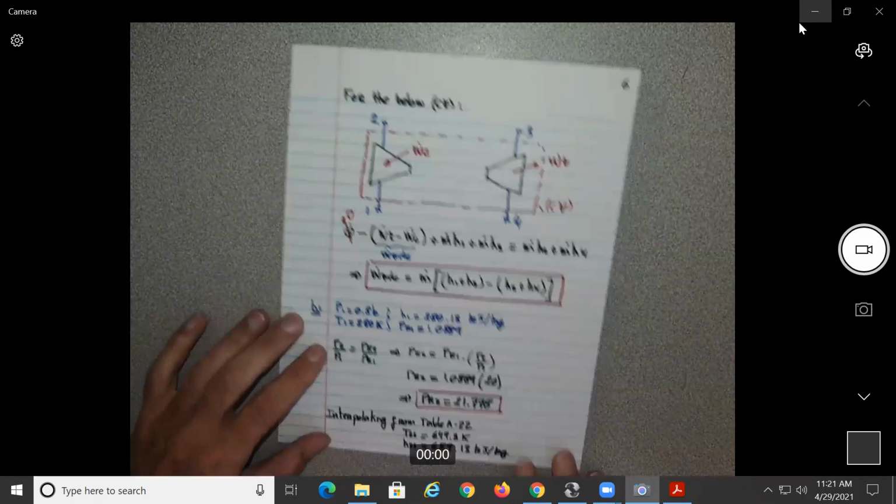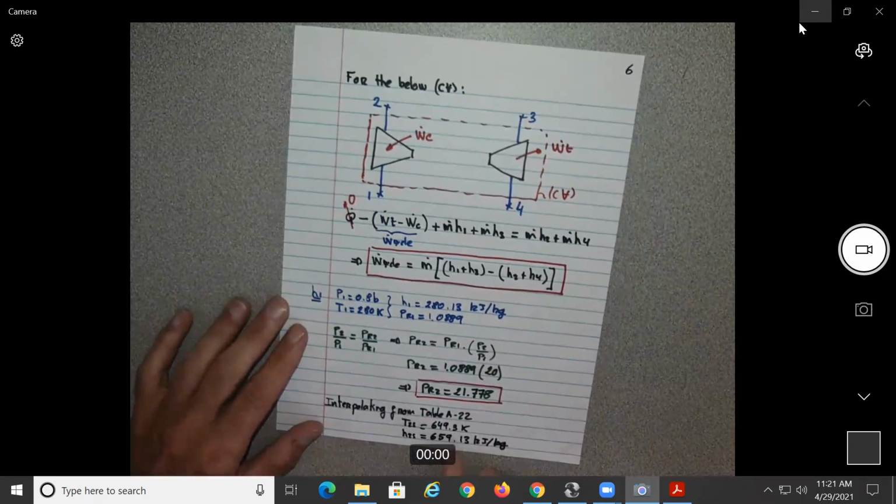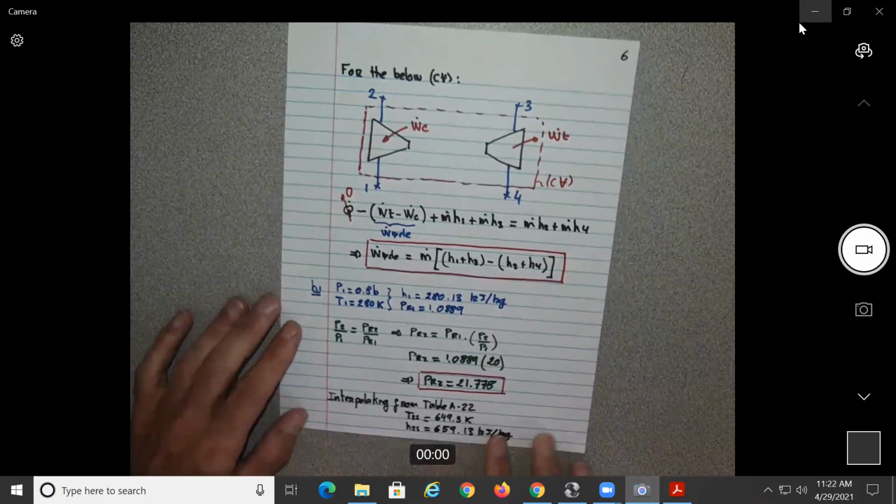So the good thing about last time is that we did not have to interpolate. So maybe this time you're going to have to interpolate.